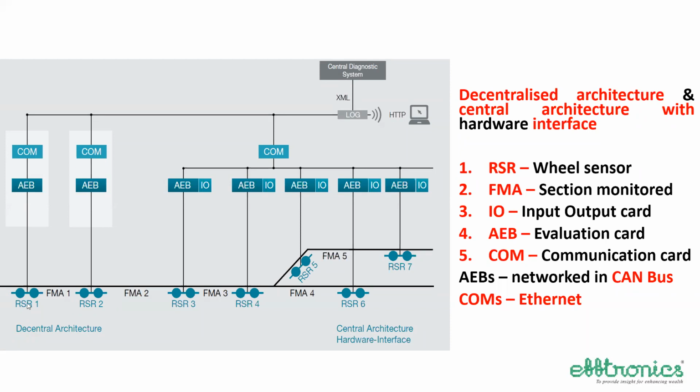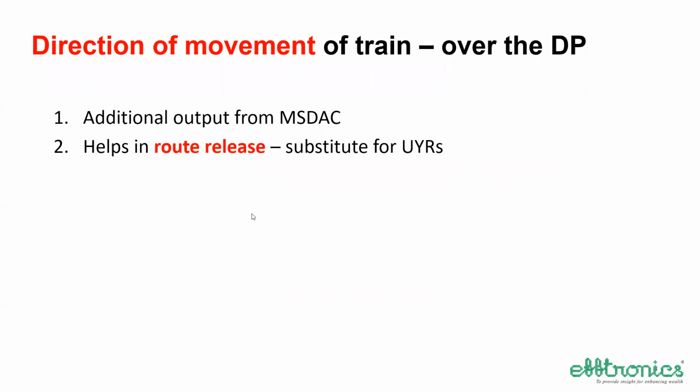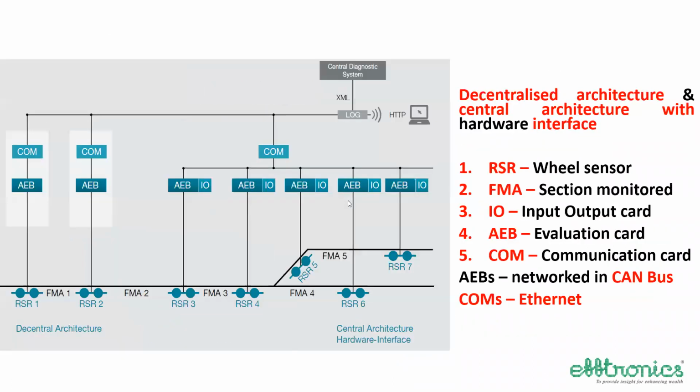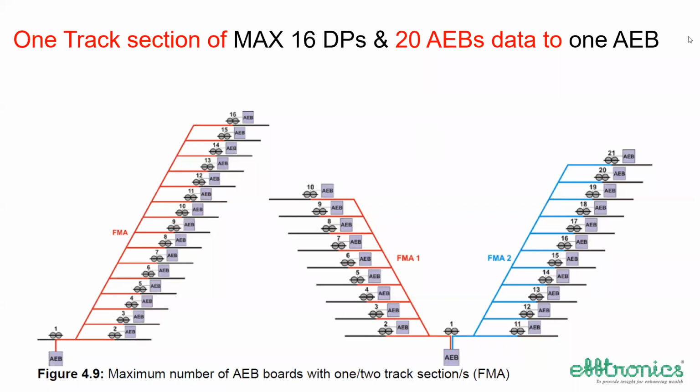What they have done is, when RSR 1, 2, 3 or 6 or 5, none of them have started counting, RSR 4 and RSR 3 can be made inactive. Inactive in the sense that the signal is not processed in the way that it is taken as a fault. So when RSR 6 starts counting, immediately RSR 4 is activated. This is the feature available. Then additional output from MSDAC we can have, as I was telling here, the condition of the counting head output, the counting head direction of travel we can get. That can be used for route release, the direction of movement of the train. So these are the different things.